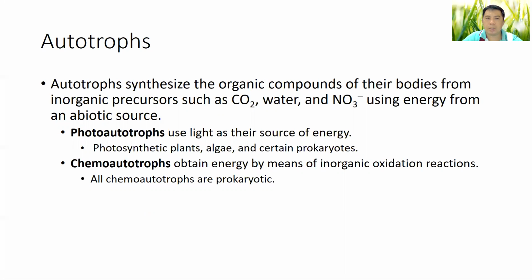Autotrophs synthesize organic compounds from inorganic precursors such as carbon dioxide, water, and nitrate using energy from an abiotic source. There are two types of autotroph. First, photoautotrophs use light as their source of energy, for example, photosynthetic plants, algae, and certain prokaryotes. Whereas chemoautotrophs obtain energy by means of inorganic oxidation reactions, which is not from light. And all the chemoautotrophs are prokaryotic.